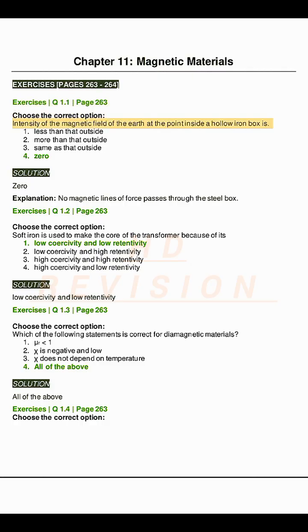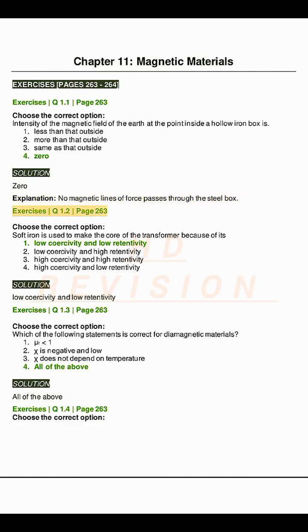Intensity of the magnetic field of the Earth at a point inside a hollow iron box is: 1. Less than that outside, 2. More than that outside, 3. Same as that outside, 4. 0. Solution: 0. Explanation: No magnetic lines of force pass through the steel box.